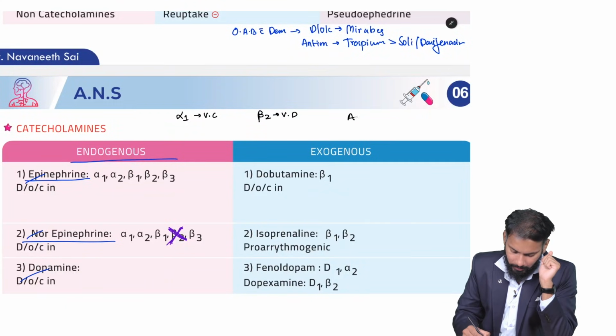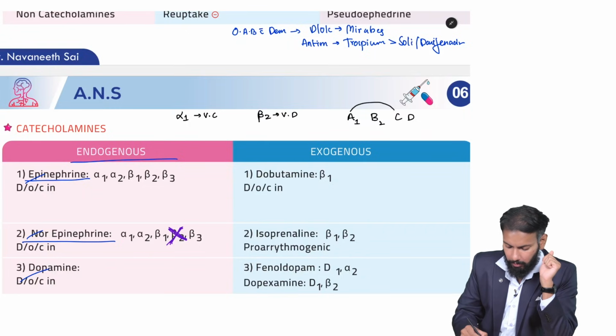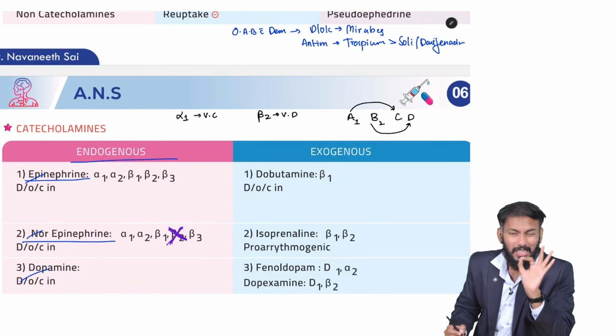How can you remember this? You can write it as A, B, C, D. A first alphabet, B second alphabet: alpha 1 vasoconstriction, beta 2 vasodilation. At least this much you should know.